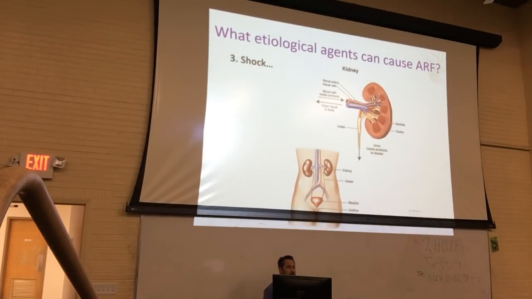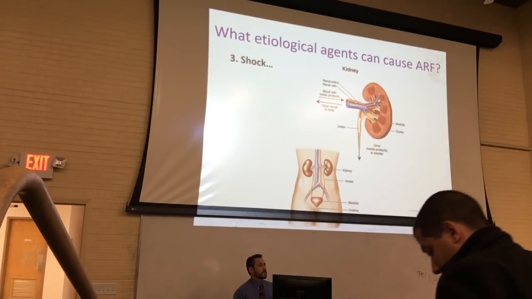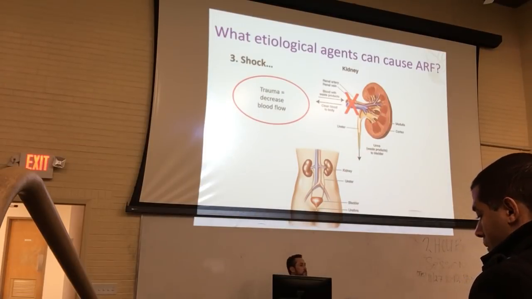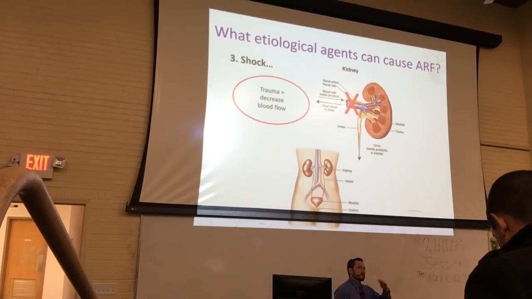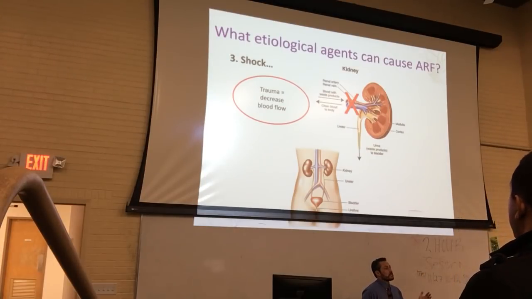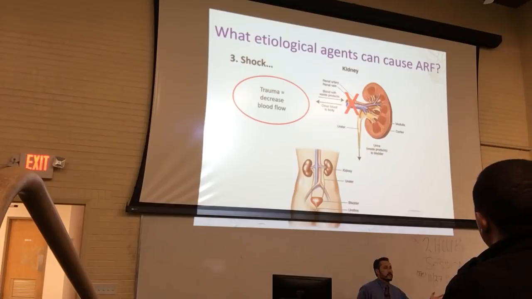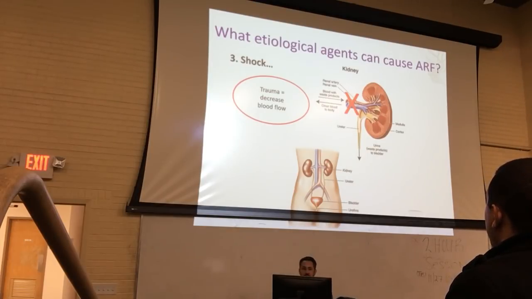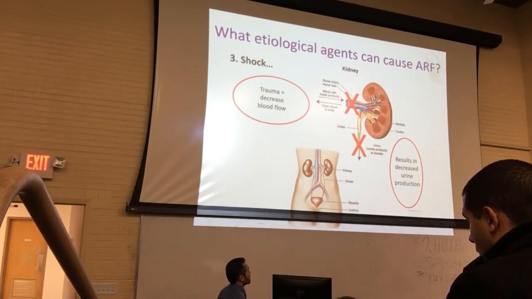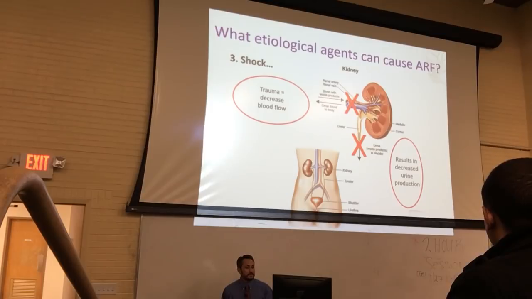The etiological agents that can cause acute renal failure: shock. We talked about shock. So a traumatic event where you get a rapid loss in blood flow, trauma, blood flow drops. A third of the blood flow that comes out of the heart, or cardiac output, goes to the kidneys right off the bat. So they're very susceptible to shock problems. That decreases urine production almost instantaneously in a traumatic event.